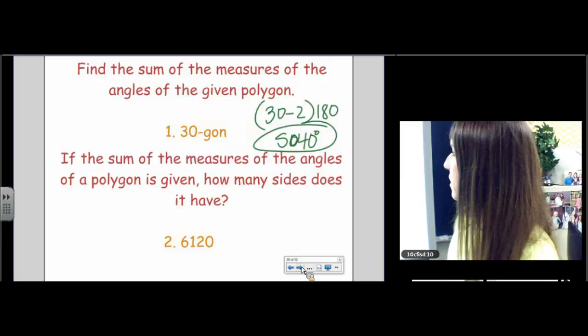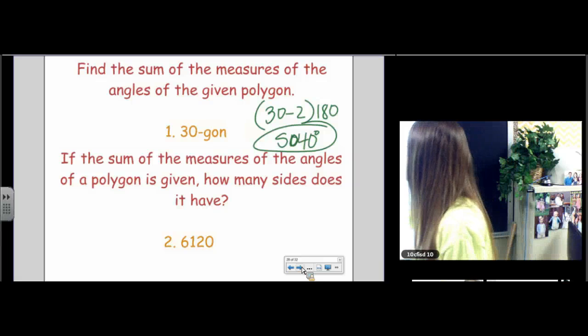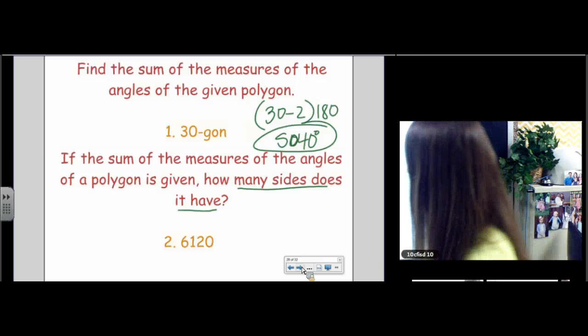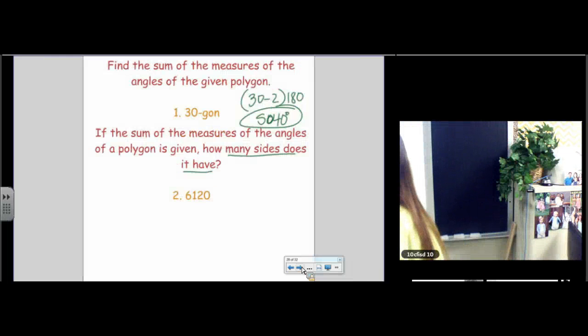If the sum of the measures of the angles of a polygon is given, how many sides does it have? This one's a little bit tougher. This one you have to work backwards. So let's work backwards.